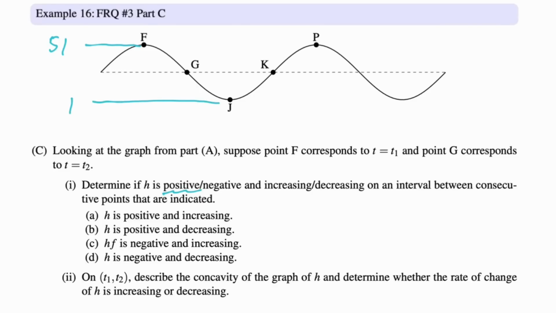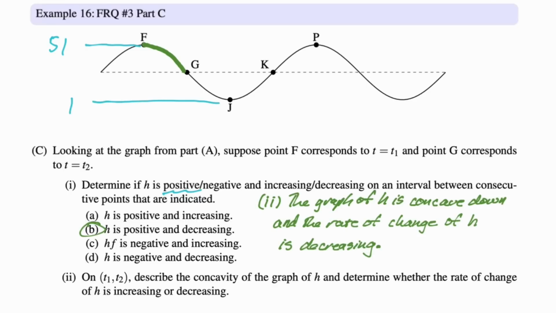And then we're going from F to G. F to G is decreasing, so positive and decreasing, that's definitely B. And then we always have to answer the concavity question. So regardless of whether you got the previous one right, you can see from F to G that this thing is concave down. So we'll say the graph is concave down. And if you say that, you better say the rate of change is decreasing. So that's what we have.